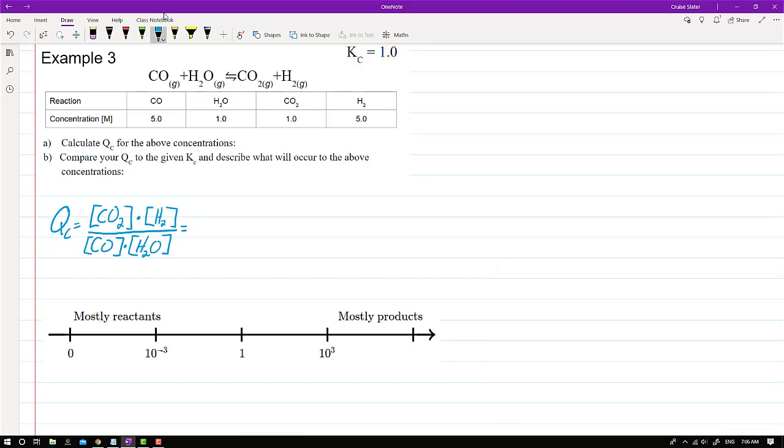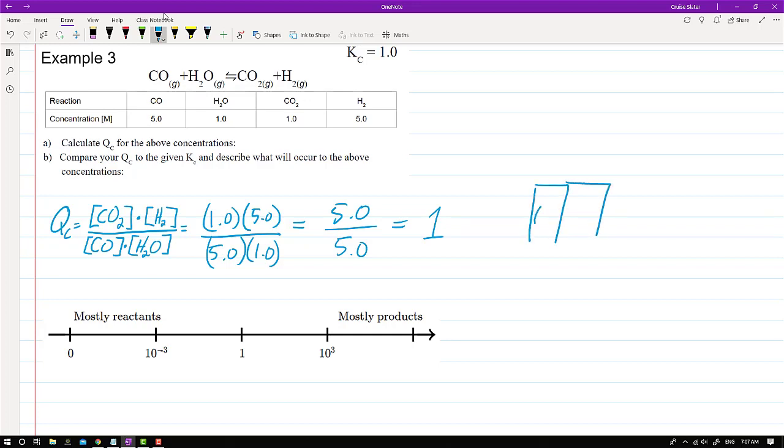So let's use this data table, and let's do question A. Calculate the Qc for the above concentrations. CO2 is 1.0, H2 is 5.0, and then we're going to be over 5.0 and 1.0. I can already see a pattern here. So we have 5.0 on the top and 5.0 on the bottom, and that's going to equate to a value of 1. That tells us that our two values are equal. Our Qc and Kc are equal because Kc is right up here.